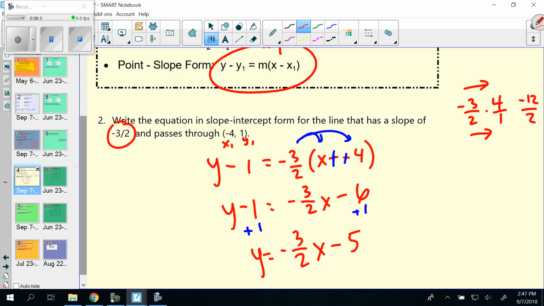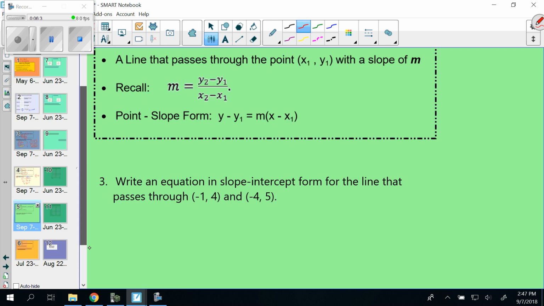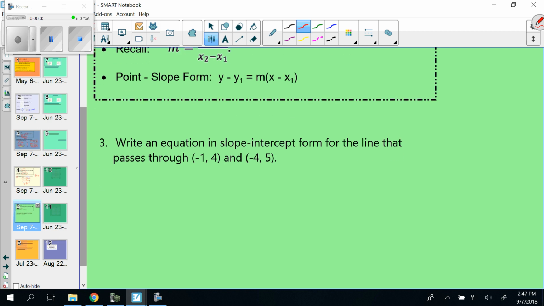Okay, so if you're working with fractions, you should know how to do it. Also, you've got a calculator available that can help you with those too. All right, third one here. Now we're switching it a little bit. This problem never gives us the slope. They just give us 2 points that the line passes through. Well, the good thing is we know how to find slope from 2 points.